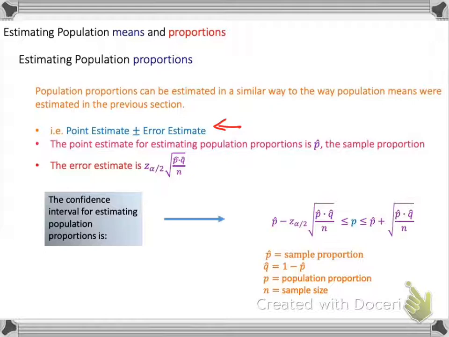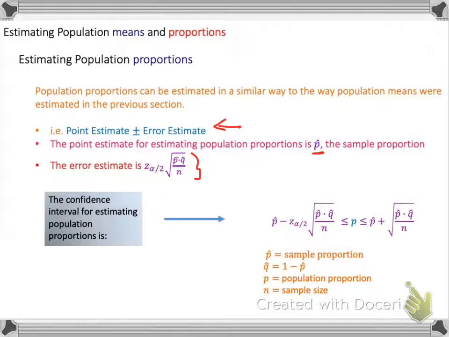The point estimate for estimating the population proportion is the sample proportion p hat. So we'll calculate p hat, which is the sample proportion, and we'll use that to calculate our interval estimate for the population proportion. The error estimate is calculated as shown: z sub alpha over 2 multiplied by the square root of p hat times q hat divided by n. Z sub alpha over 2 is your critical value, like we did when estimating the population mean when sigma is known. So the Z tables that we used in chapter 6 and chapter 7, that's what we're going to be using here to find Z. So that will give us the confidence interval.